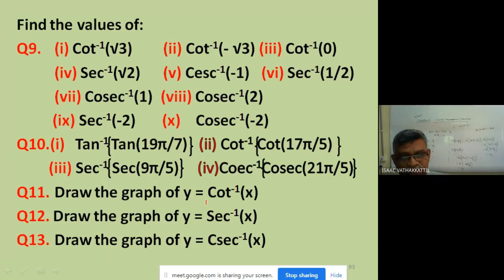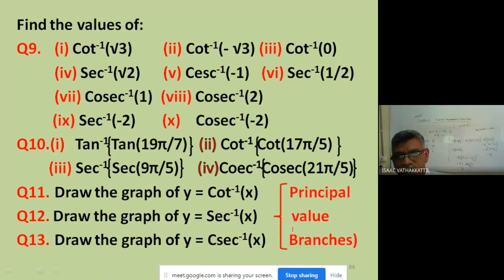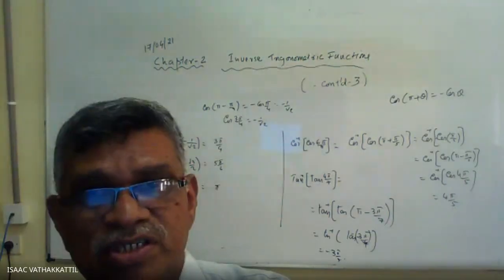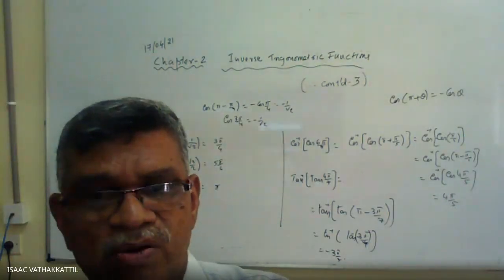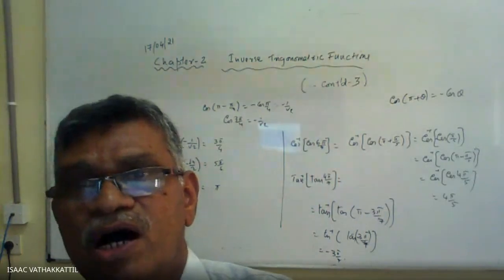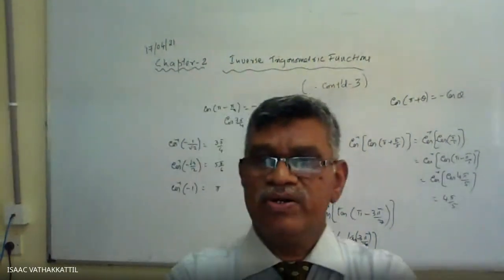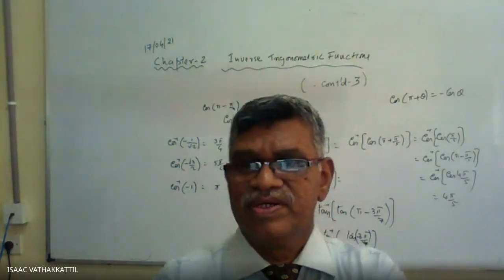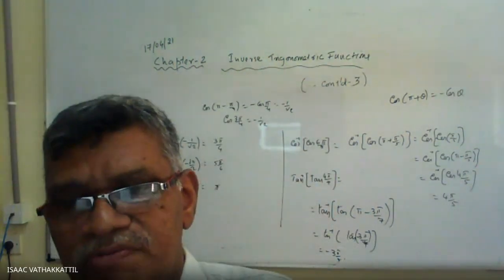Draw the graph of y equal to cot inverse x. Draw the graph of y equal to sec inverse x. Draw the graph of y equal to cosec inverse x. And draw only the principal value branches. Any question you can ask me. Anything which is missed out or any queries you have, please bring to my notice and try to do all the questions which I share for you.